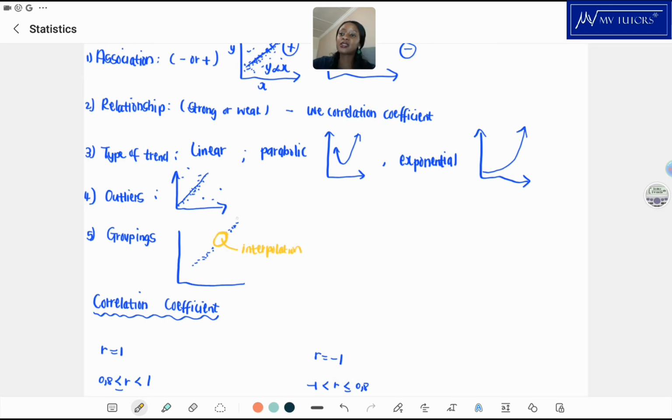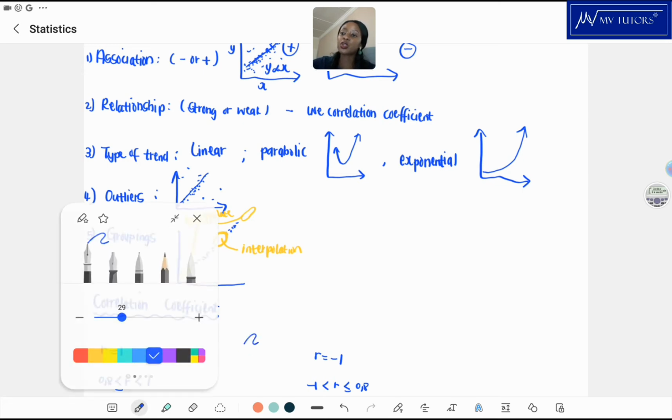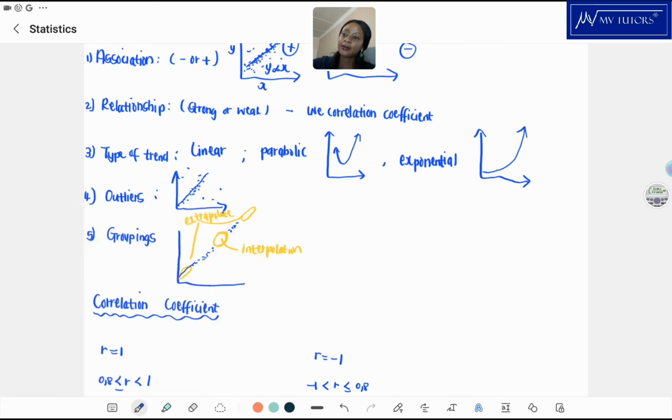You see the data set is grouped. We have an upper part and a lower part. So for you to get the in-between, you would interpolate it. If you wanted to see what would happen in the future, you would extrapolate it. Or if you want to take it back to the past, you would also have to extrapolate the data. But we'll talk about that in a few. And basically then you can draw your trend line.